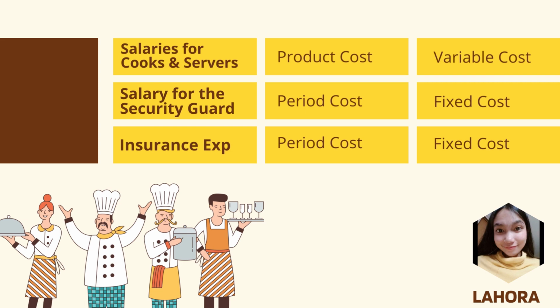This type of salary are also product costs as these salaries are directly associated with the food and service the restaurant has to offer. However, the salary for the security guard is fixed because it is on a fixed rate. Additionally, it is a period cost for it is indirectly connected to the food served in the business. Lastly, insurance is a fixed cost for the reason that this remains the same regardless of the production output of the restaurant.